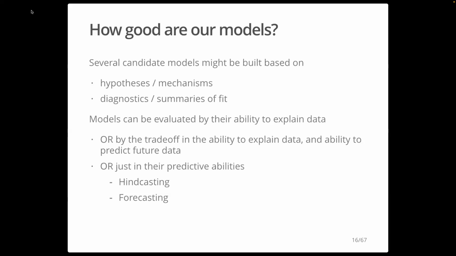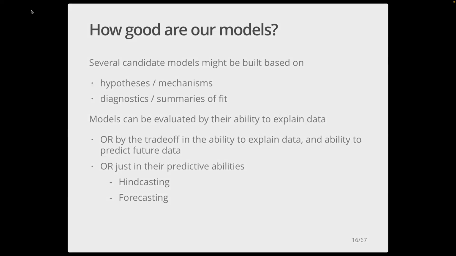There are a lot of ways we can compare these models. We can compare them based on their ability to explain the data, so this is fit to the training data. We can compare them solely based on their ability to predict future data, or just their prediction. We could do that in two directions: forecasting or hindcasting. There's no right answer here. This is going to vary totally case by case. It's entirely up to you and your application.